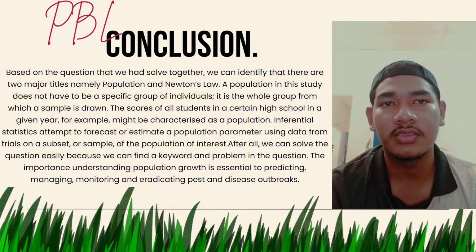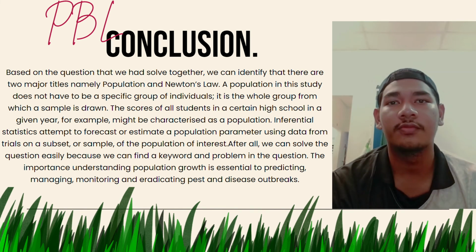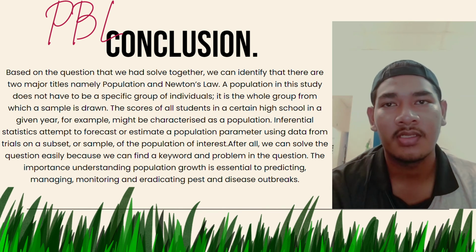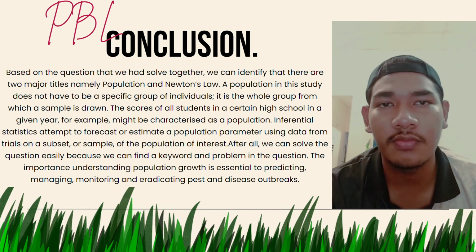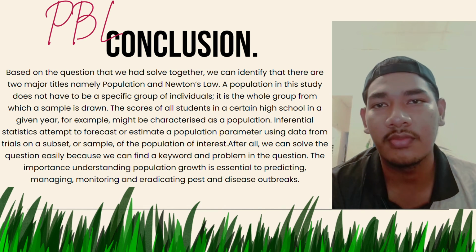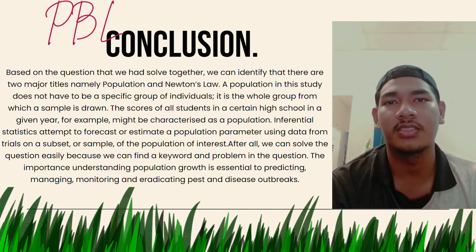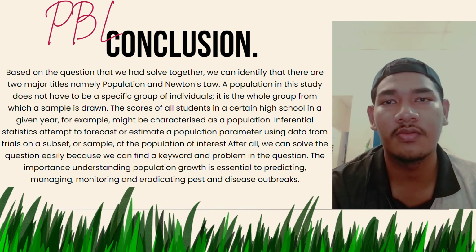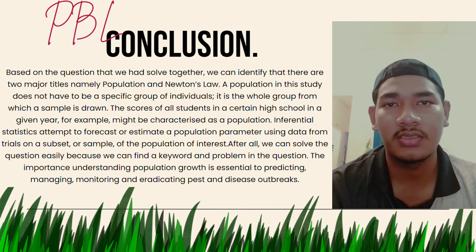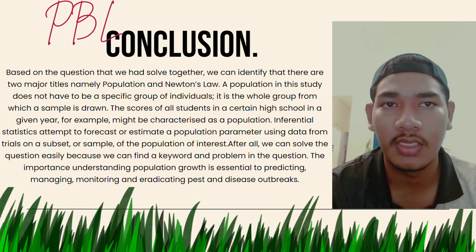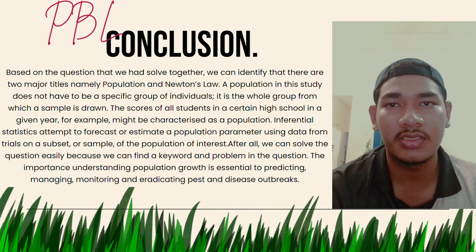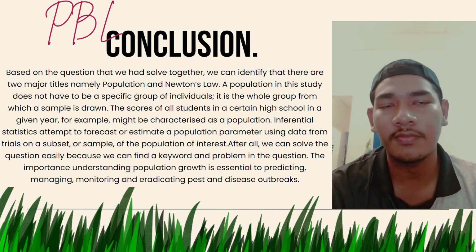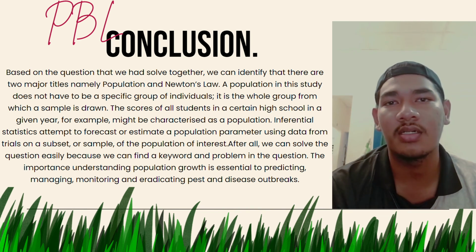The importance of understanding population growth is essential to predicting, managing, monitoring, and controlling disease outbreaks. This is because a common pattern of population growth may be described and simulated using a mathematical population model. Other than that, Newton's law of cooling is important in the study of water heating since it tells us how quickly hot water in pipes cools. One practical application is that it can inform us how quickly a water heater cools down if the breaker is turned off when we are on vacation.